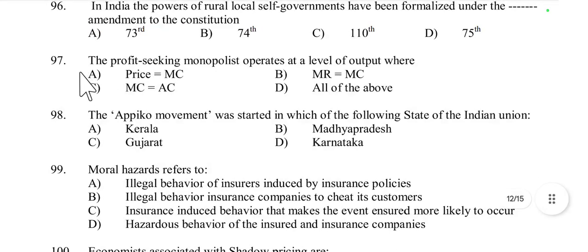Then question number 97, the profit-seeking monopolist operates at a level of output where price is equal to MC, MR is equal to MC, or MC is equal to AC, or all of these. So a profit-seeking monopolist operates at a level of output where MC is equal to MR. So option B is right here, because a profit-seeking monopolist maximizes profit by operating where MC is equal to MR. At this point, the cost of producing one more unit is exactly covered by the revenue it generates, leading to the highest possible profit.